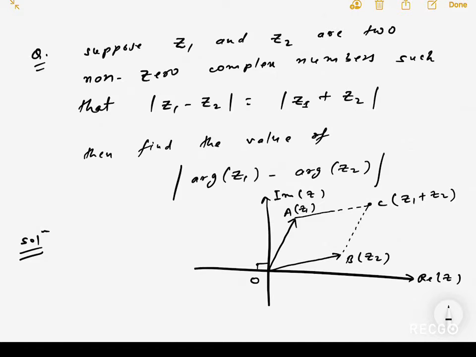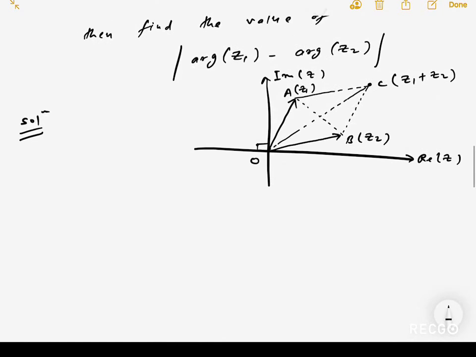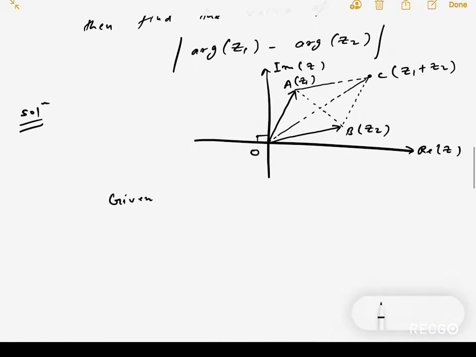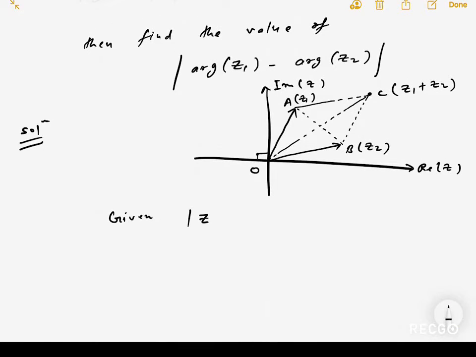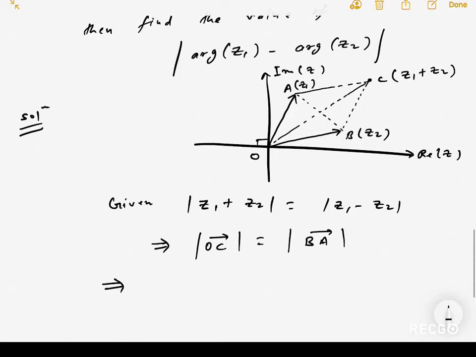Now this diagonal represents Z1 plus Z2, so the length of this diagonal represents mod of Z1 plus Z2. The other diagonal represents Z1 minus Z2, so the length of the other diagonal is mod of Z1 minus Z2. So therefore, since it is given that mod of Z1 minus Z2 is equal to mod of Z1 plus Z2, which means that mod of OC vector is equal to mod of BA vector. Very simple. Now since mod of OC vector is equal to mod of BA vector, the length of the diagonals of the parallelogram are equal.